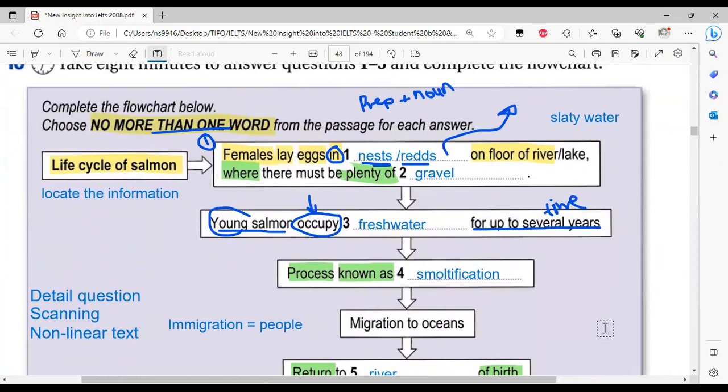Yeah, very good. So we learned about scanning and in-depth reading. Okay. Now, how did you find this? Easy, average, or difficult?